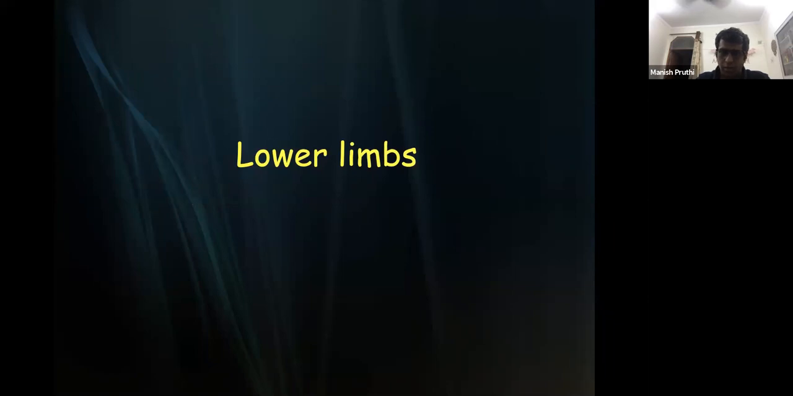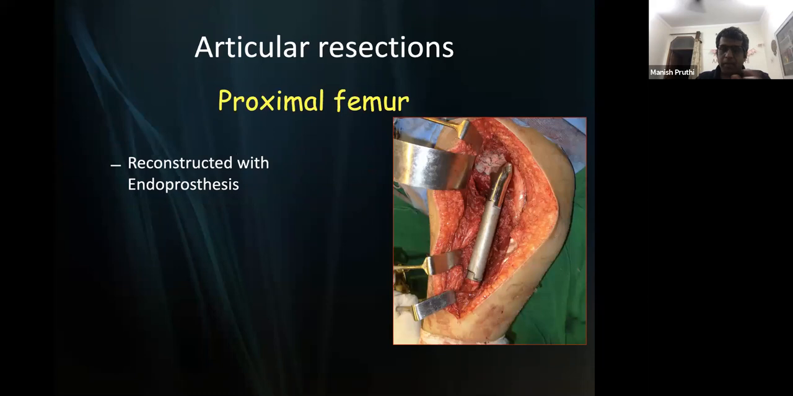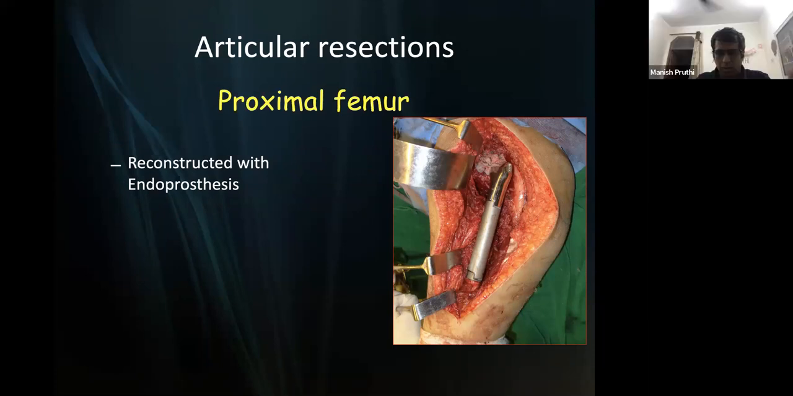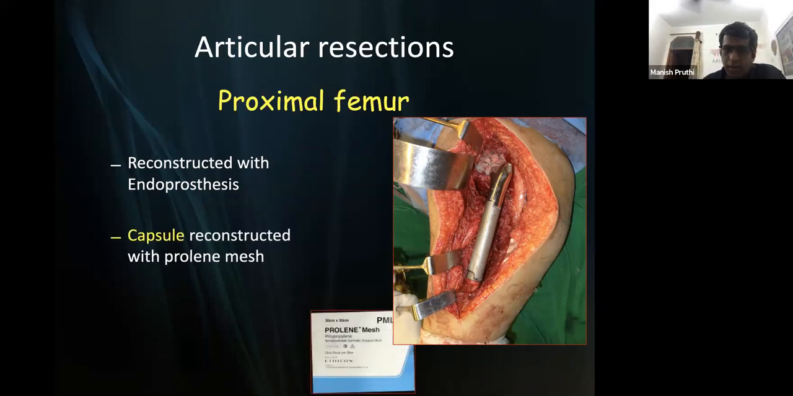As far as the lower limbs are concerned, we have a tumor location in the proximal femur, which is usually reconstructed with an endoprosthesis. And similar to the proximal humerus resection, the hip joint capsule is similarly reconstructed using a Prolene mesh. So we suture the Prolene mesh all around the acetabular labrum, and then with a non-absorbable suture around the neck of the implant, using non-absorbable Ethibond number 5 sutures.